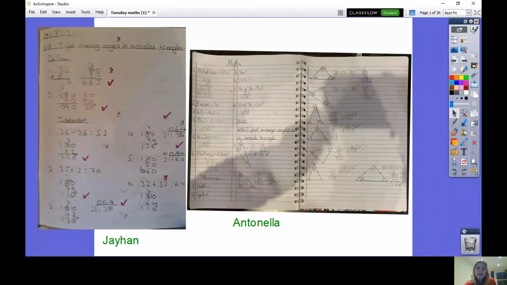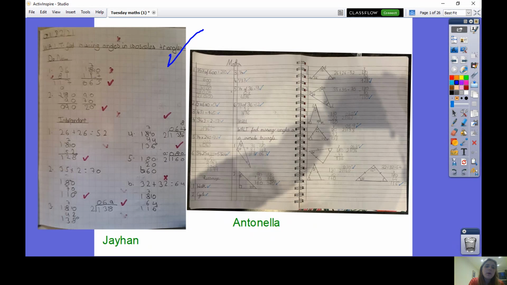The two pieces of work that I've selected belong to Jehan in Oxford class and Antonella in Sheffield class. You can see both children have done an incredible job of presenting their work neatly and carefully and showing all of their calculations, as well as writing the date and WALT and using a ruler. So well done to both of these children for their absolutely fantastic work. If your work doesn't look a little bit like this, start thinking about how you can improve your work and how you can make it even neater.